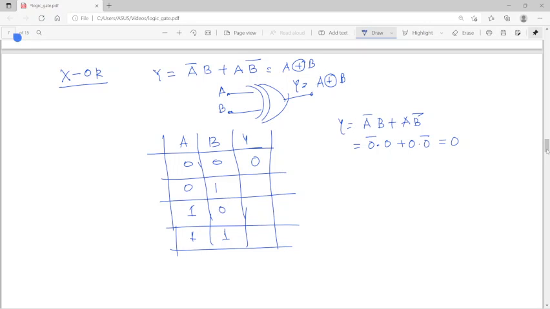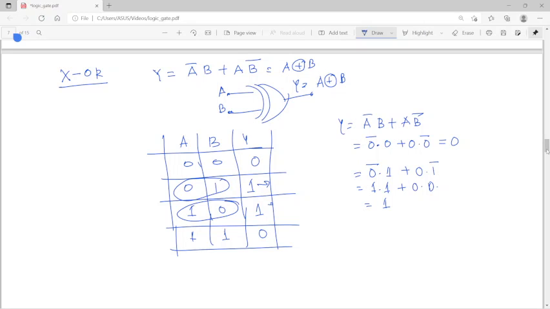Now if I am putting the second one, A is 0, B is 1, plus A is 0, B is 1. So you just see 0 bar means 1, and this is a 0.1 bar or 0. So the output is 1. So you will see this will give you 1 and this will give you G. That means if there are different inputs, the output is 1. If there are same inputs, then the output is 0.